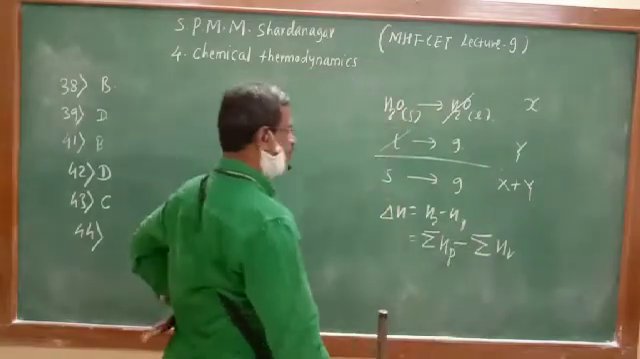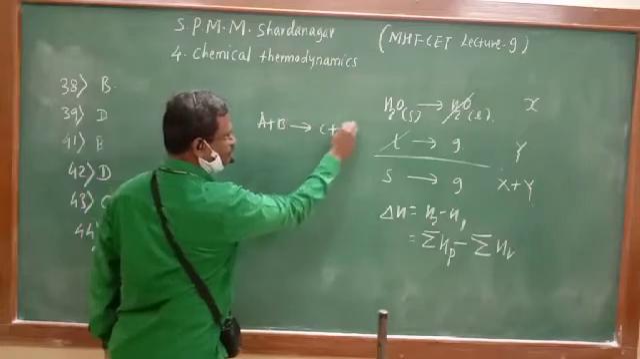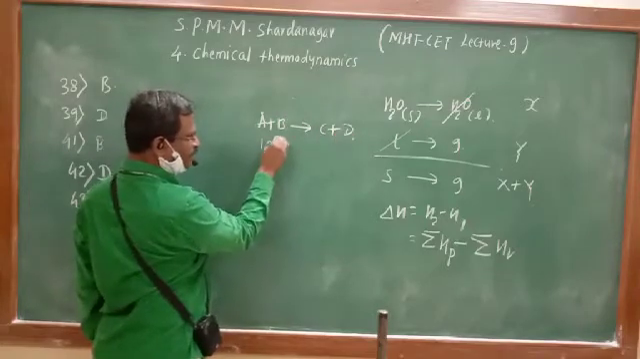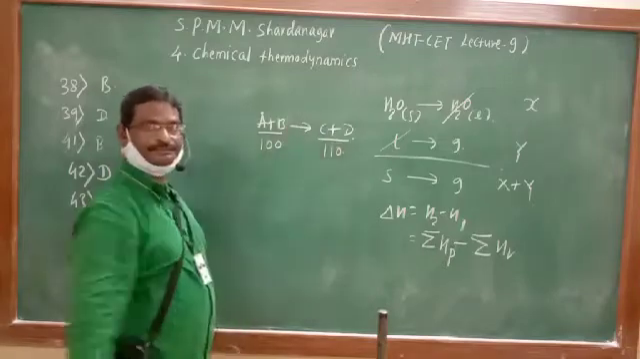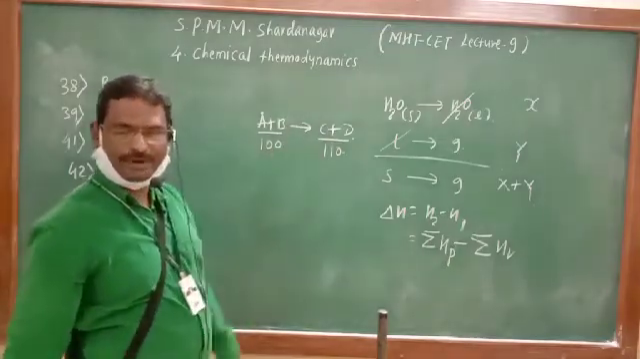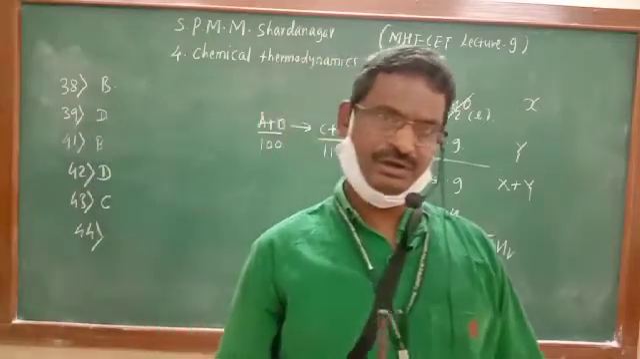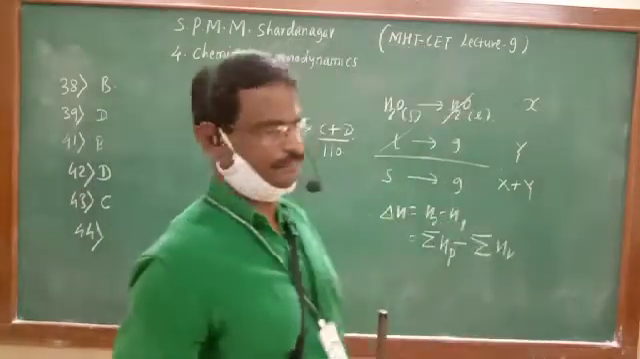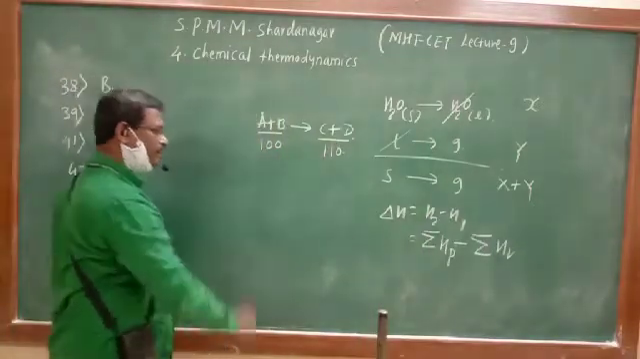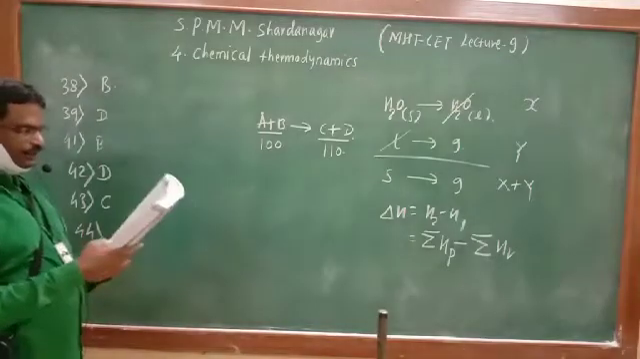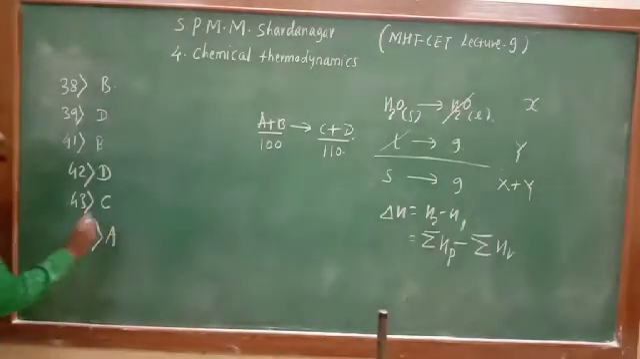Just now we have seen this equation. A plus B converted to C plus D. They are having 100, they are having 110, it increases. So which is this type of reaction, exothermic or endothermic? Endothermic reaction. The reaction which is taking place with increase in enthalpy is known as endothermic reaction. So here option A is correct.